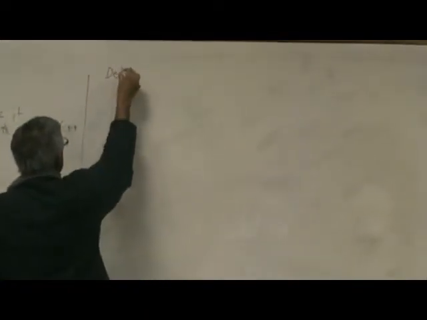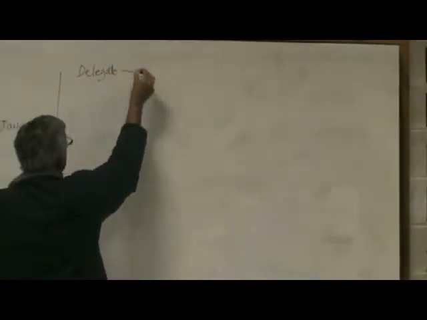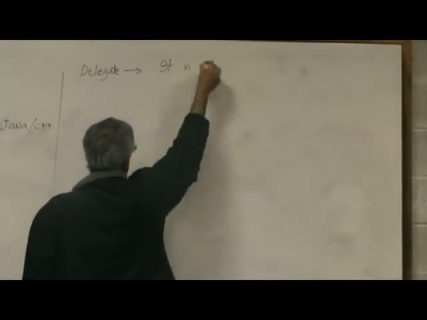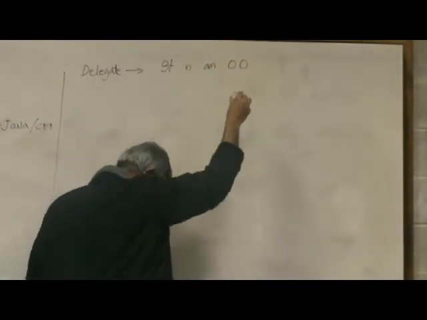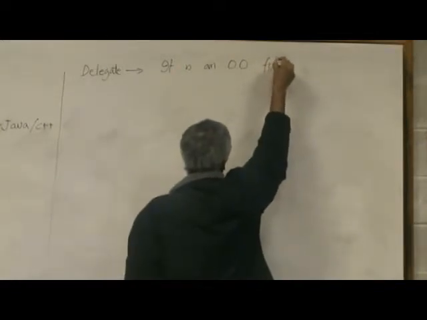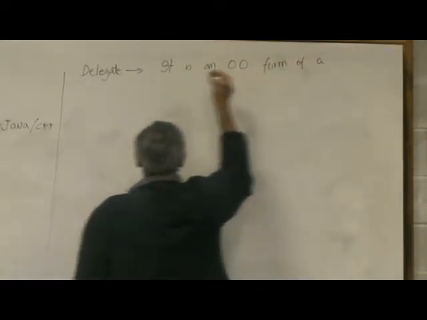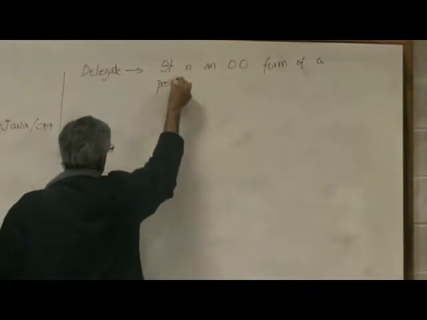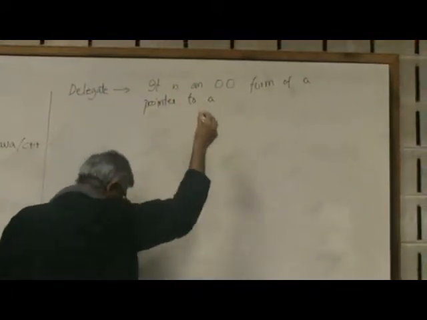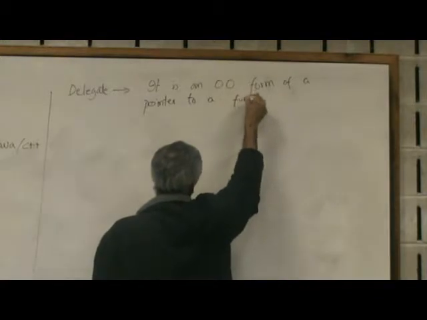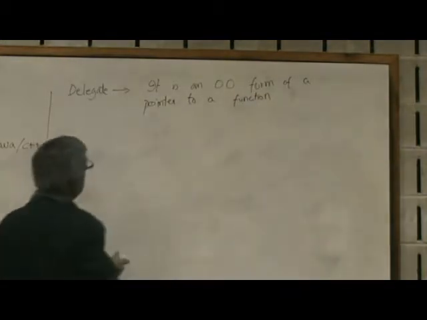So what exactly is a delegate? Delegate is simply an object-oriented form of a pointer to a function. Okay, so the job of a delegate is simply to point to a function, right? Once we are pointing to a function, we can make a call later on.